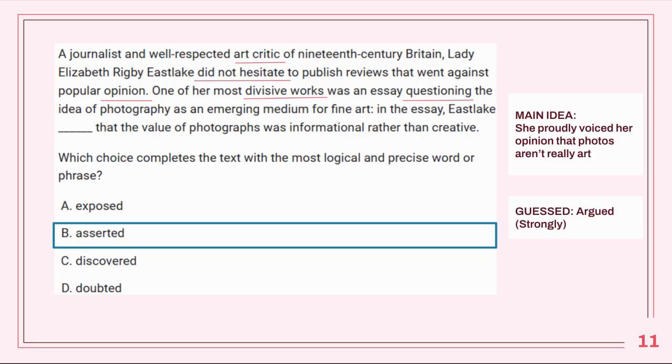So here, elimination and focusing on the fact that it's an opinion, that she's a critic, not a scientist who's exposing or discovering something. That's why asserted is going to be the best word. So you have to be really careful about the meaning of this word.